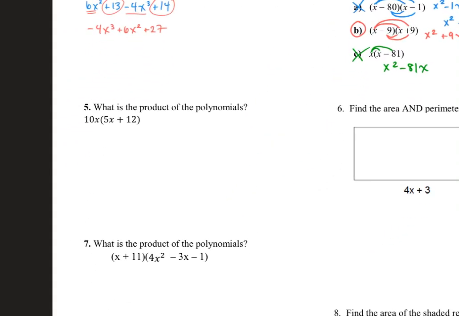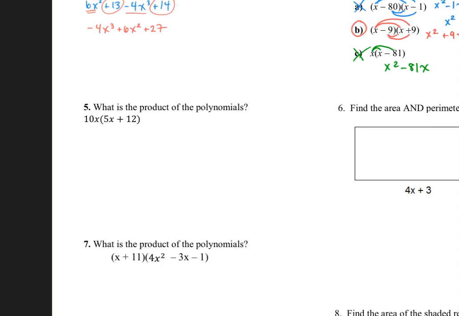All right, problem number 5, it says what is the product of the polynomial? So what we're really doing here is just multiplying. And we're just going to use the distributive property. So 10x times 5x, 10 times 5 is 50. And then we have x times x, which is x squared. And then we have 10x times 12, so 10 times 12 is 120, and then we have an x.